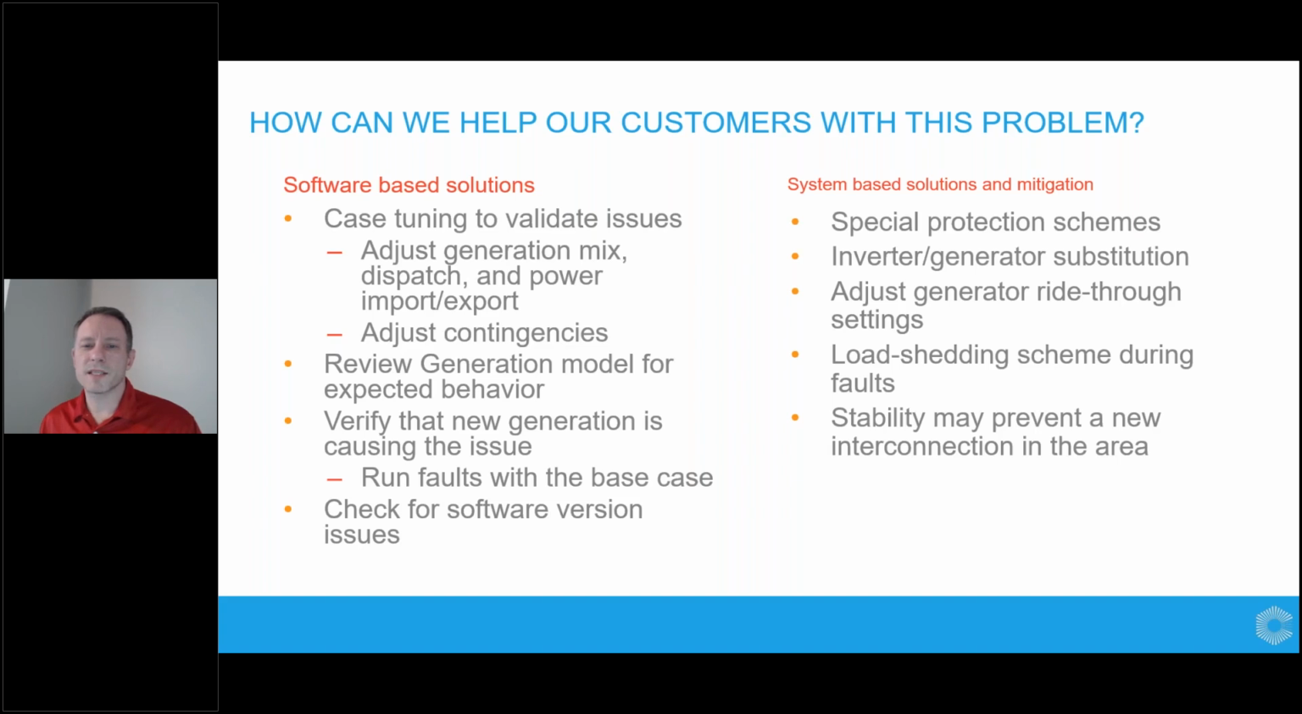If you find that a specific inverter or generator is causing a problem, you can maybe substitute it with a different one. You can adjust the ride-through settings and maybe some of the other settings in the actual generator model. There are load shedding schemes that can help sometimes, and sometimes it's just not possible to put new generation in an area. Sometimes that's because there are just too many generators in an area, and having a couple more megawatts on the grid just makes it unstable. So sometimes you just won't be able to add it.